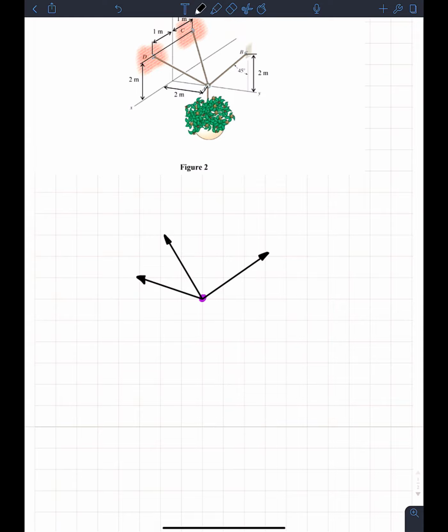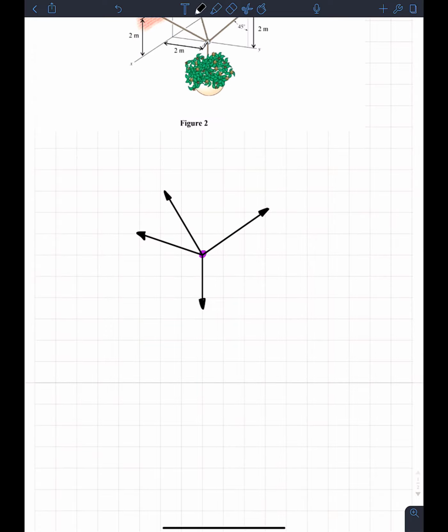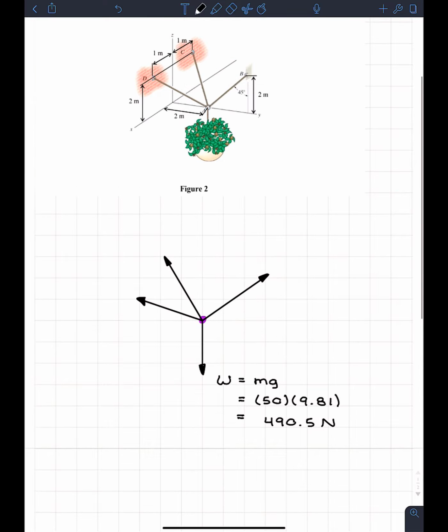So here are the 3 forces due to the cable. But then, of course, we have a force going downwards because of the mass of the flower pot. So we have 4 forces here. In the end, one of them is just equal to the weight of the flower pot, which is going to be mass times gravity. We can substitute this in because we know that the mass is 50 and gravity, it says to use 9.81. So the weight of the flower pot is going to be 490.5, and this will be in newtons. All right, so that part was so easy, but let's see how the rest goes.